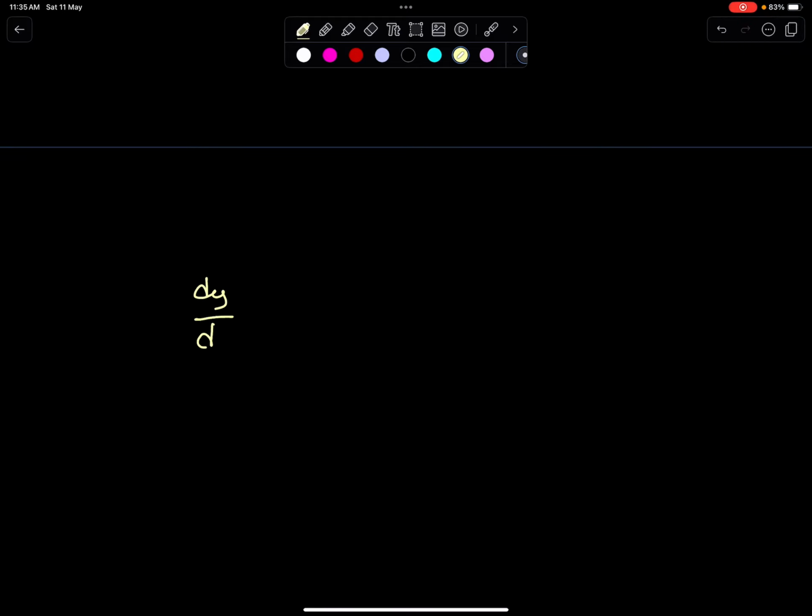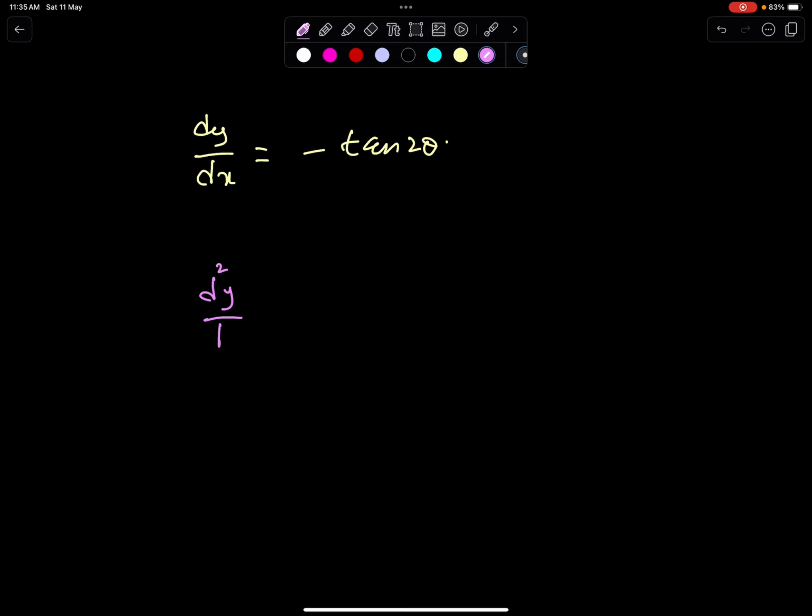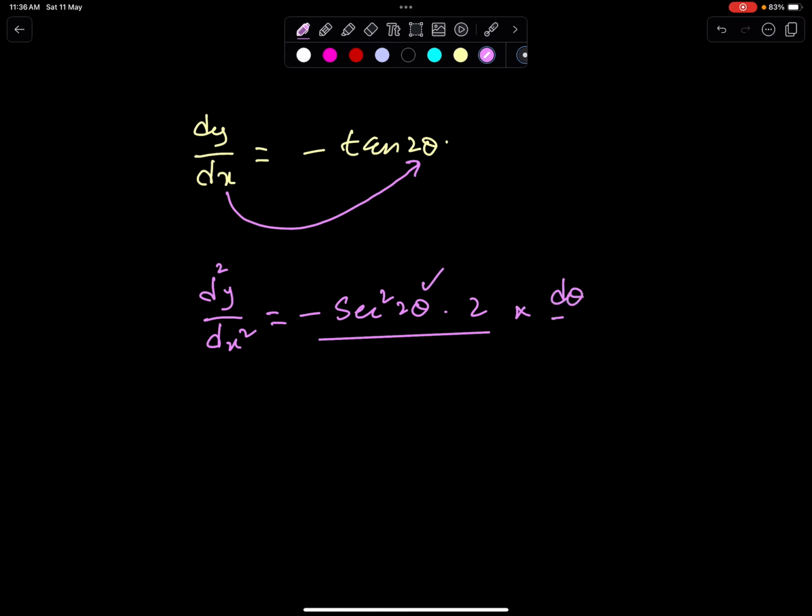dy upon dx was minus tan 2 theta. Remember, whenever we differentiate implicit, see, the differential of tan 2 theta is sec squared 2 theta times 2. But since this is implicit, then we need to multiply our answer with the gradient of this variable. Must watch my lecture on implicit functions to understand this concept in detail.